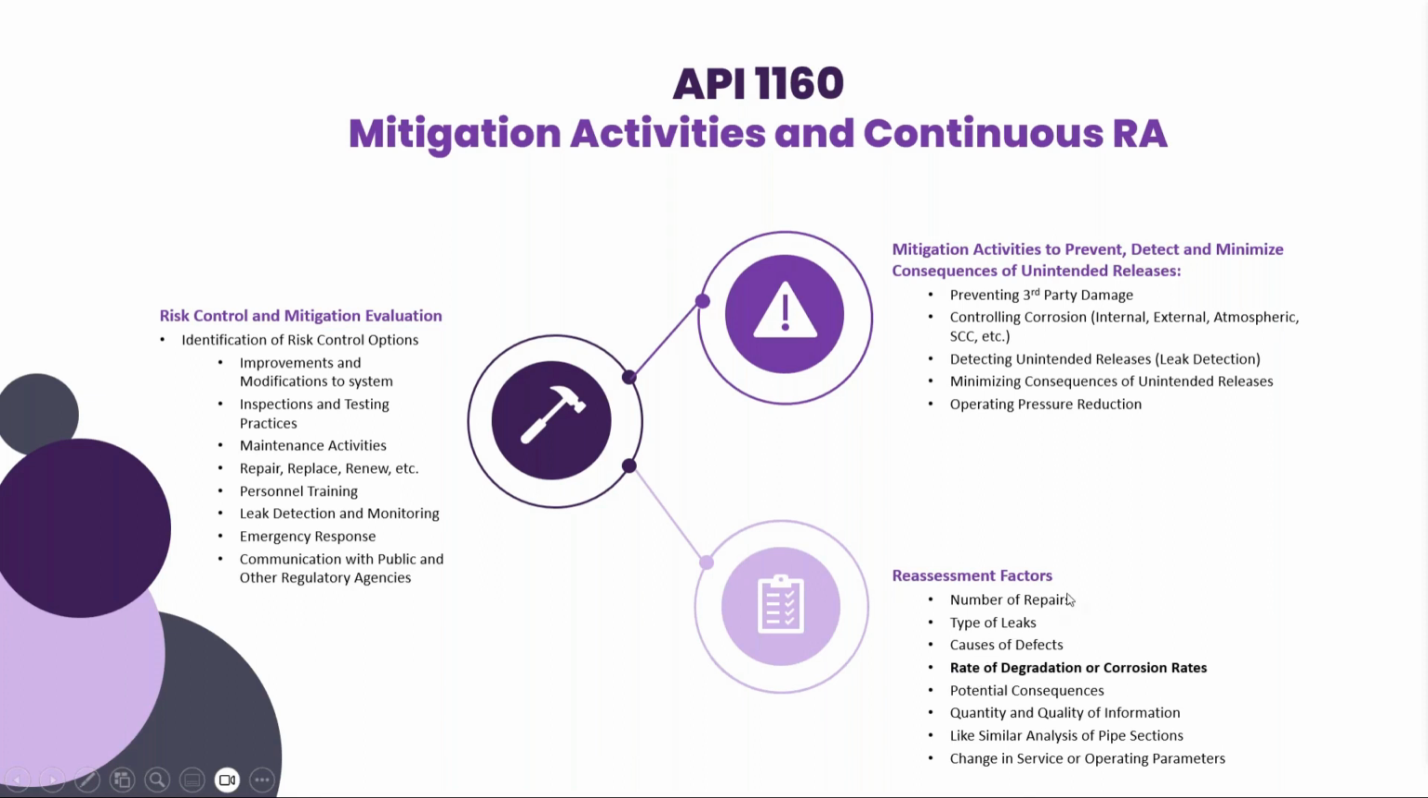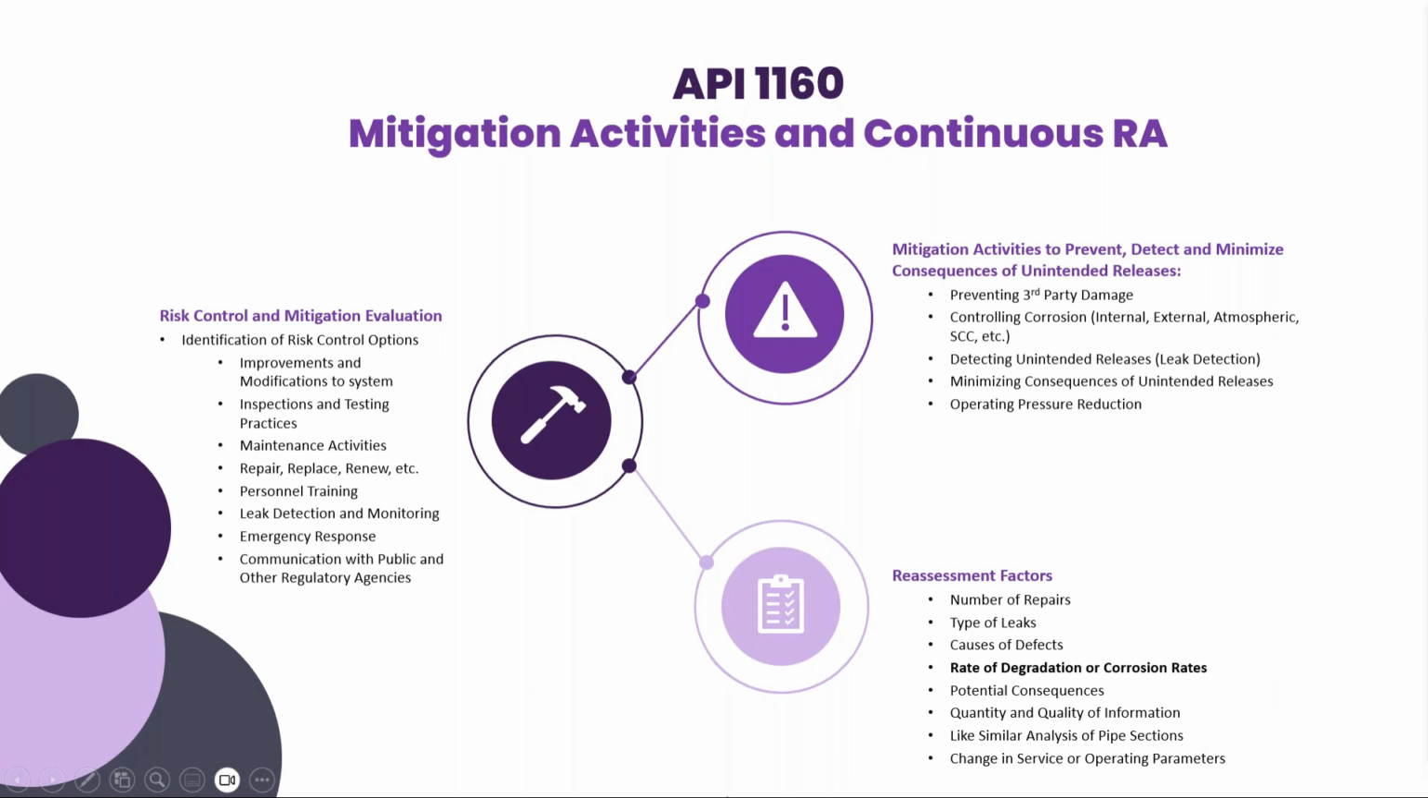And here's your reassessment factors. I highlighted this one, the rate of degradation of corrosion rates. Everybody goes with that. Oh yeah, we got a corrosion rate of 2 or 3 mils per year. Well, what about the number of repairs? What about the leaks? What about the causes? What about the potential consequences? What about the quality? What about similar analysis in other segments or sections of the pipe?